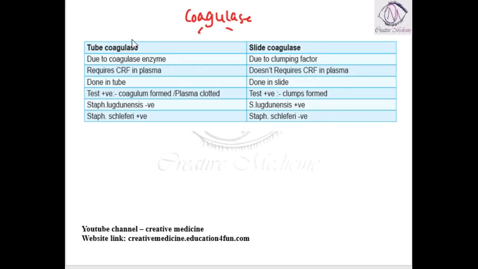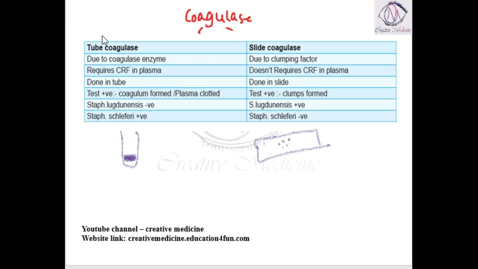Tube coagulase. This tube coagulase is positive. That means the coagulum is formed. If tube coagulase is positive, that means a coagulum or plasma clot is formed. Whereas if slide coagulase is positive, it is done on the slide. So you will see formation of clumps on the slide.